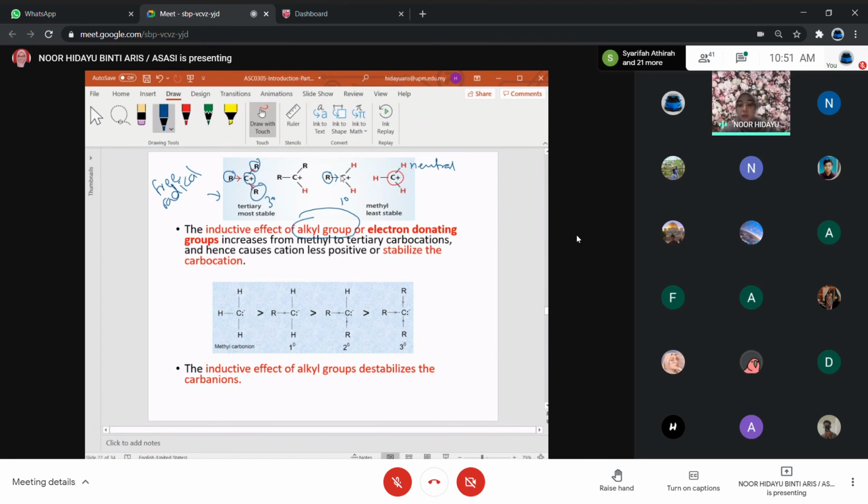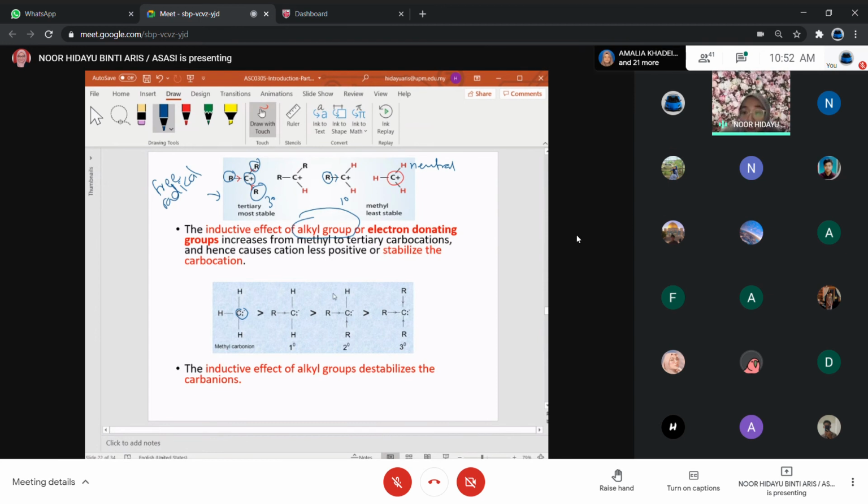Okay, sekarang kita pergi kat bawah. So kat bawah kita ada carbanion. Carbanion, carbon dekat tengah ni maksudnya dah terlebih elektron. Okay, dia dah ada 2, 4, 6, 8 dah. Okay, so kalau dia nak form a new bond, dia akan jadi 10 nanti. So carbanion ni dah terlebih elektron.